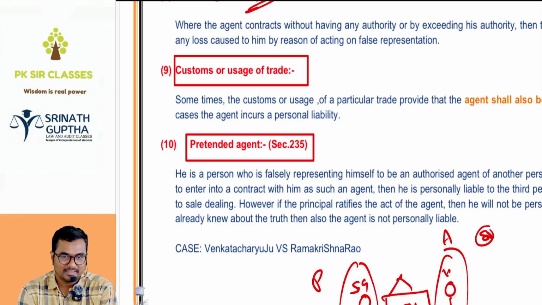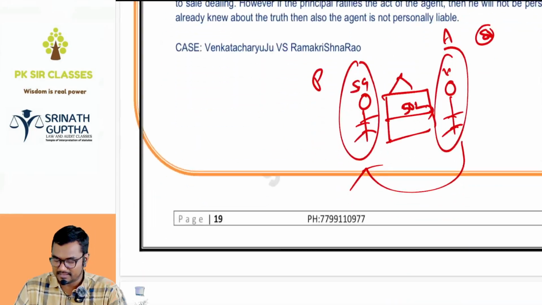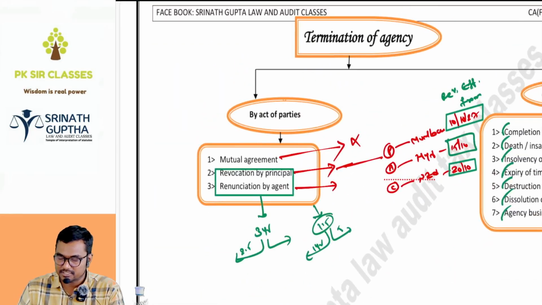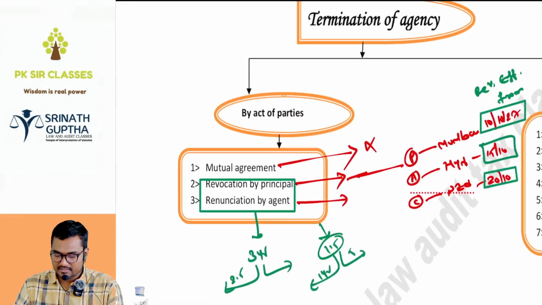So here the agent is doing the fraud. Then who will be liable? The agent is personally liable. Next one is the termination of agency. Termination of agency is of three types.